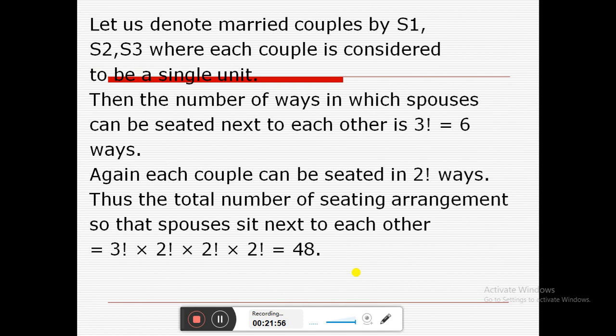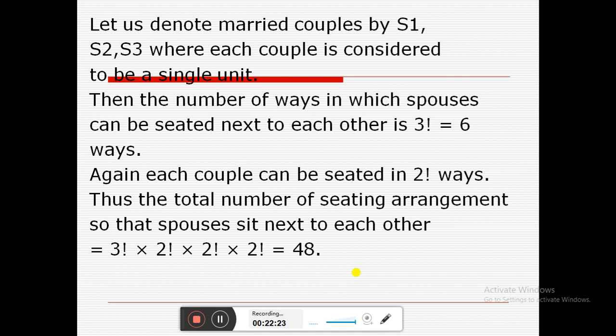So let us denote the married couples by S1, S2, S3, where each couple is considered to be a single unit. So S1 means one male and one female. That is one couple. Fine. Then the number of ways in which spouses can be seated next to each other is 3 factorial. That is 6 ways.